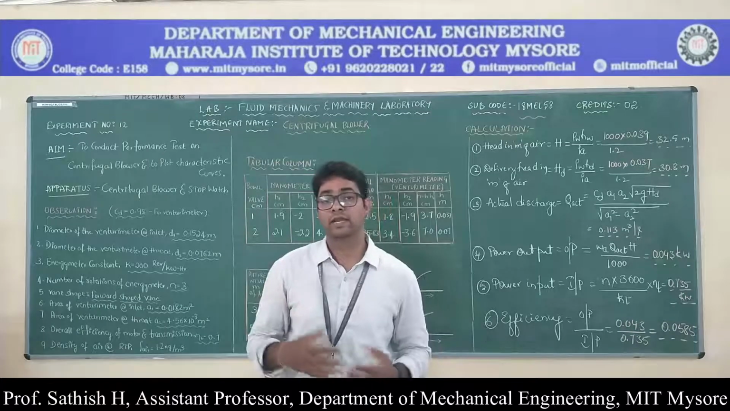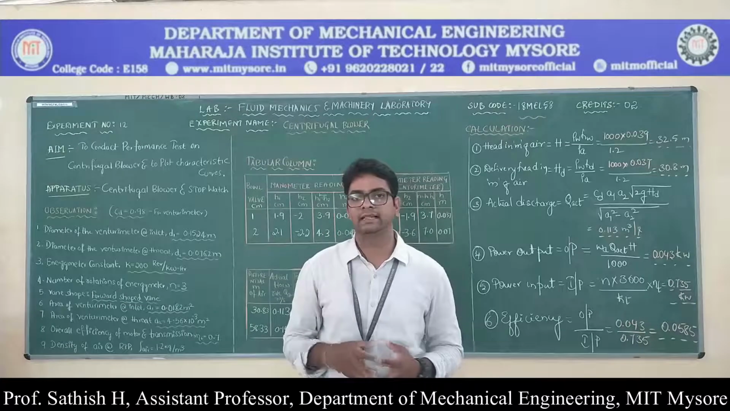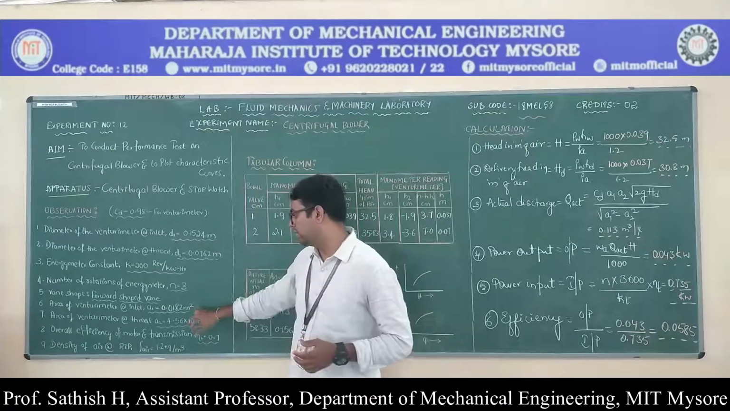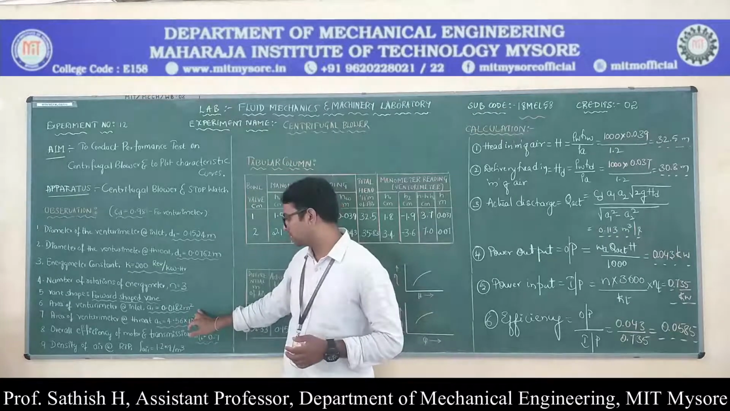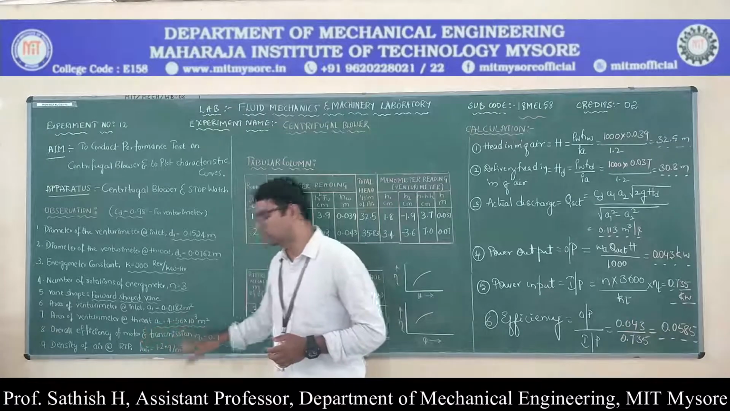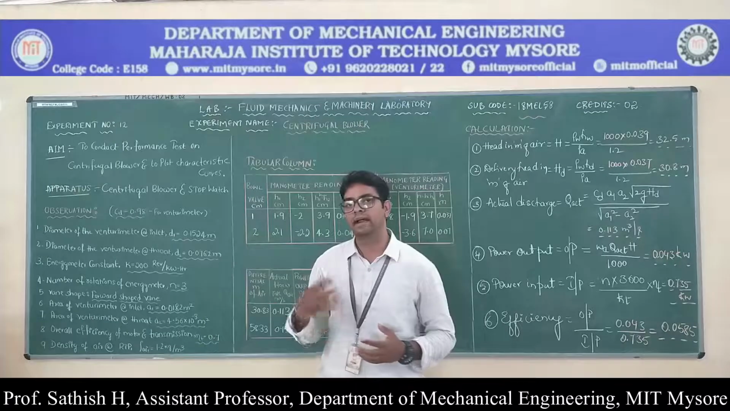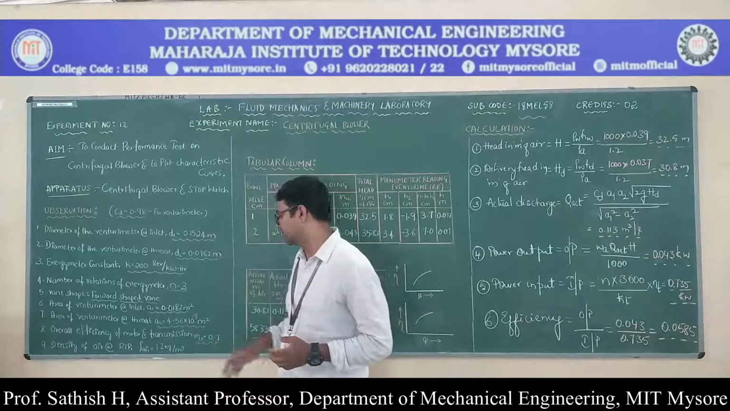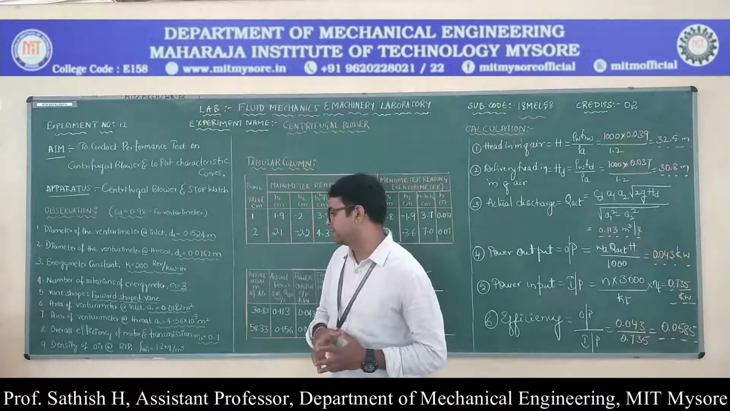From the diameters you can calculate the areas. A1 is equal to pi D1 square divided by 4, which you will get as 0.0182 meter square. The area at the throat, small a2, is equal to pi d2 square divided by 4, which you will get as 4.56 into 10 to the power of minus 3 meter square.